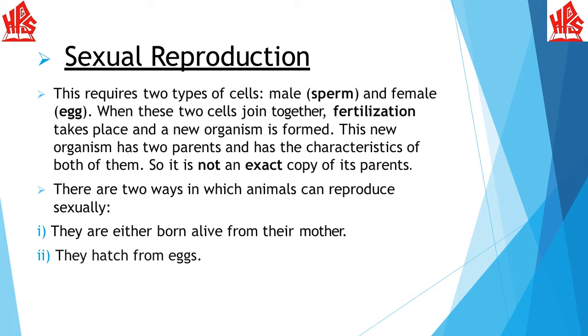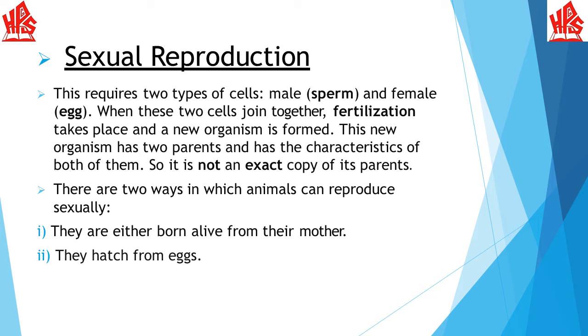Sexual reproduction. This reproduction needs two types of cells, that is male and female cell. The male cell is called sperm and the female cell is called egg. When these two cells join together, they form a new organism. This reproduction does not make an exact copy of its parents because the new organism has characteristics of both parents.